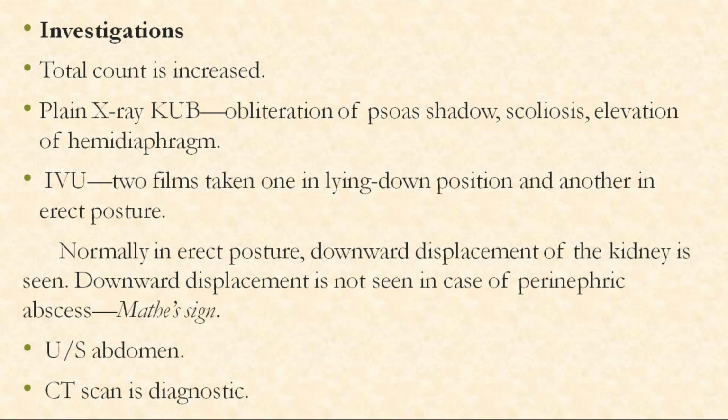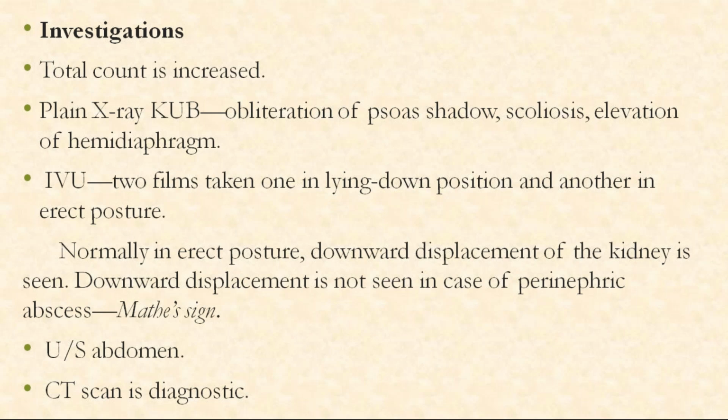One is the obliteration of the psoas shadow, scoliosis, and elevation of the diaphragm on the same side, the hemidiaphragm. Half of the diaphragm is elevated because underneath the diaphragm there is a kidney. So once the perinephric abscess is there, it may push the affected region upwards. So there is an elevation of the hemidiaphragm. All these things can be seen in the plain X-ray.